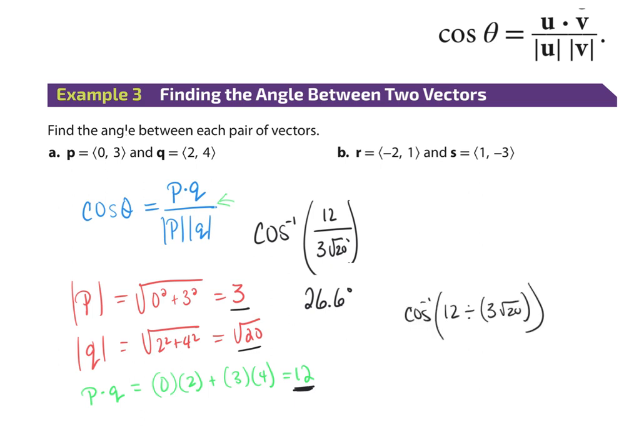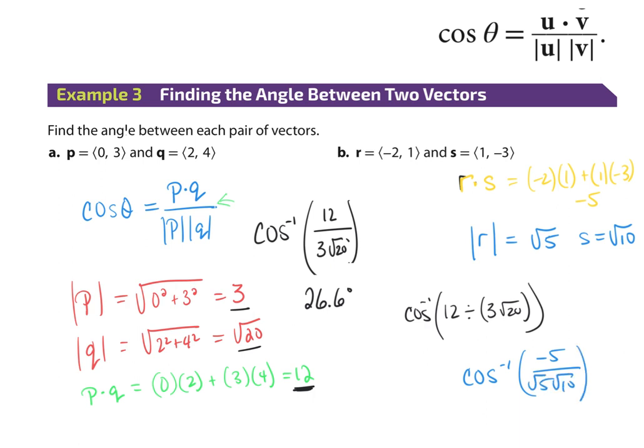The next one. For this one, if I want to find my dot product, I'm going to take my x's and my y's. I'm going to get a dot product of negative 5. I'm going to do the same thing with magnitude. My magnitude of r is going to be the square root of the sums. Magnitude of s is going to be the square root of the sums. And then I am going to do my inverse cosine. All right. And you should get, what do you get there when you do that?